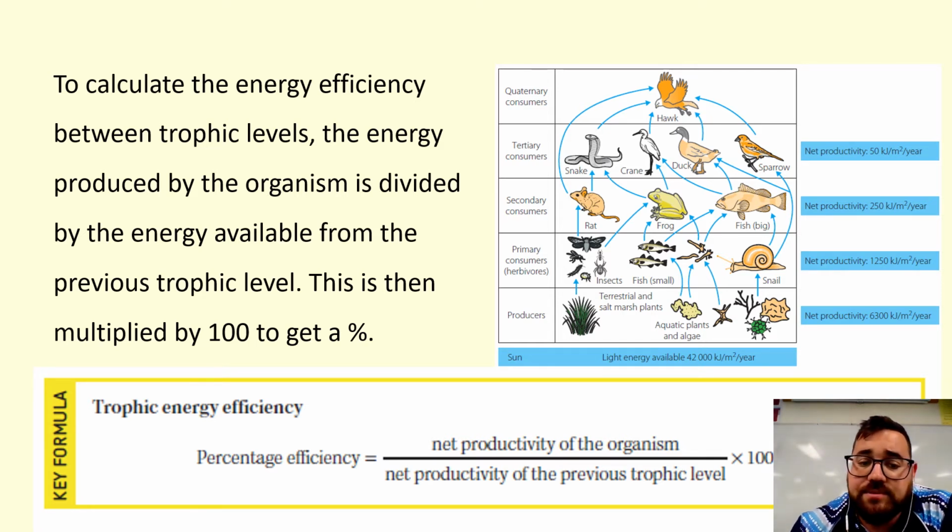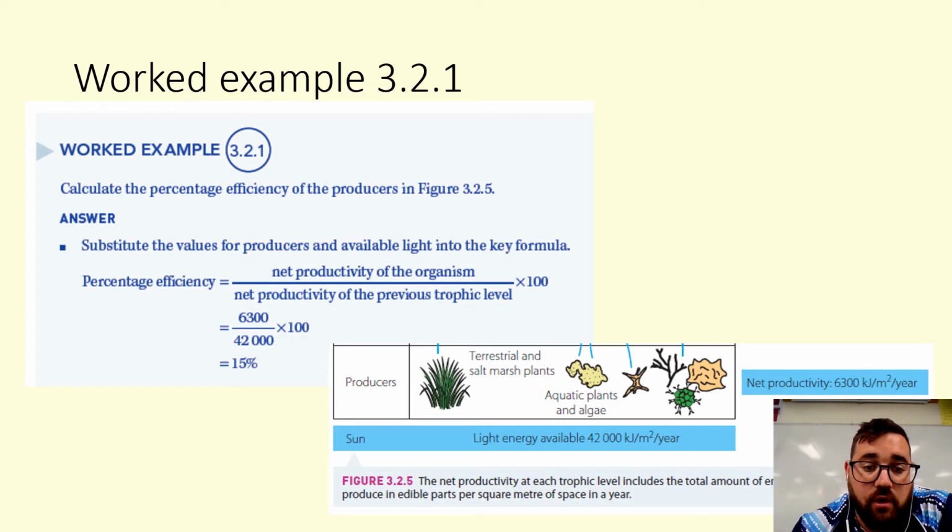Okay. In terms of calculating efficiency, energy efficiency, it is a simple percentage efficiency formula. It's the same that you would have used before. Net productivity divided by net productivity of the previous level. So to calculate the energy efficiency of one of these, okay, if I want to calculate the energy efficiency of the primary consumers, it's going to be 1,250 divided by 6,300 multiplied by 100 to give us a percentage. If we have a look here, this is looking from the percent efficiency of producers. We've got 6,300 divided by 42,000 times by 100 gives us 15%. It's a simple percentage calculation. You guys would have done in maths a million times over.